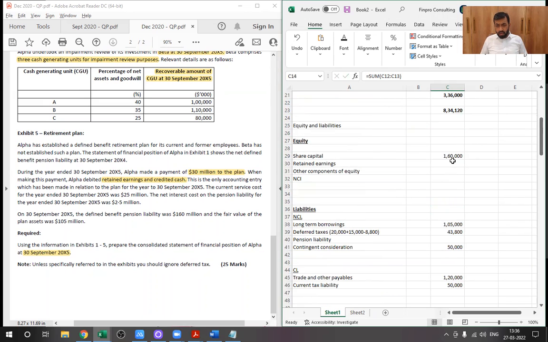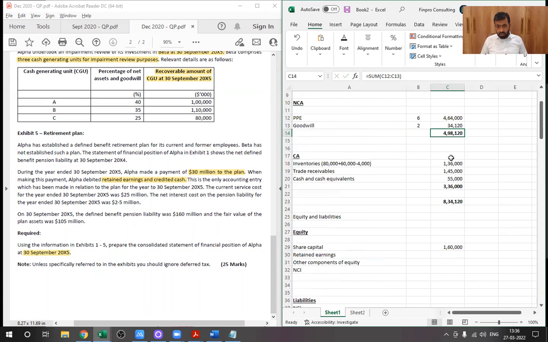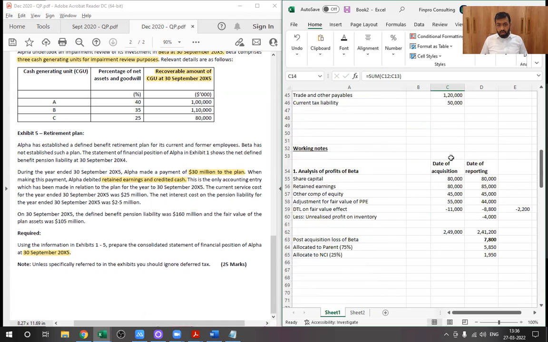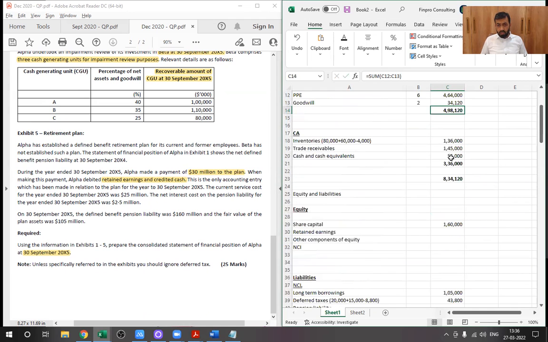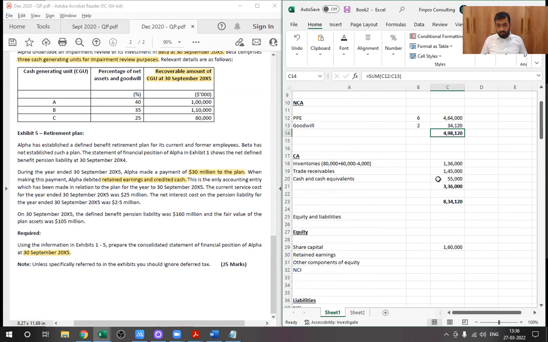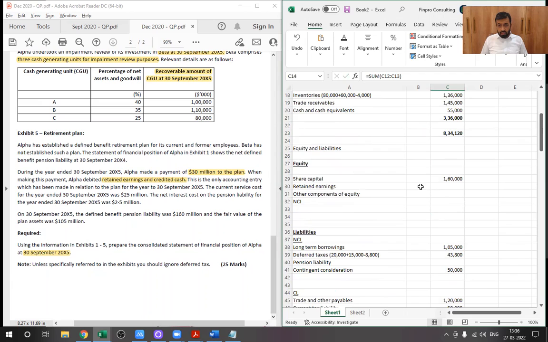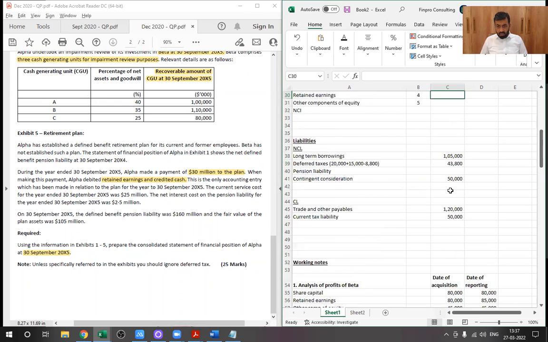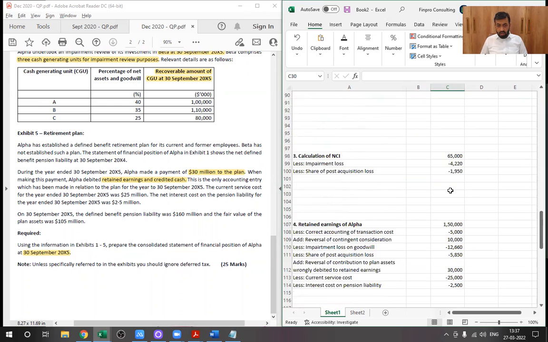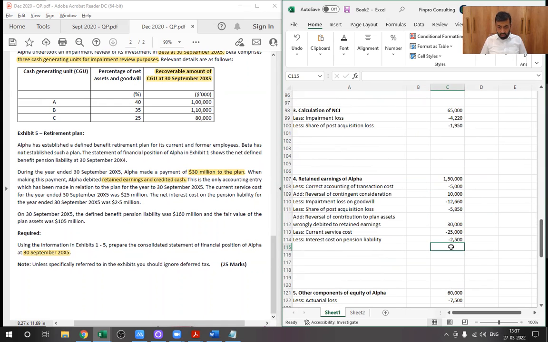Now, retained earnings. We'll have to go to the retained earnings. Retained earnings is note number 4. I don't know if we have totaled it or not. Note number 2 is the retained earnings. Other components, no, not note number 2. I think note number 4 we have. And other components is note number 5. Let's go to the retained earnings. Let's total it.